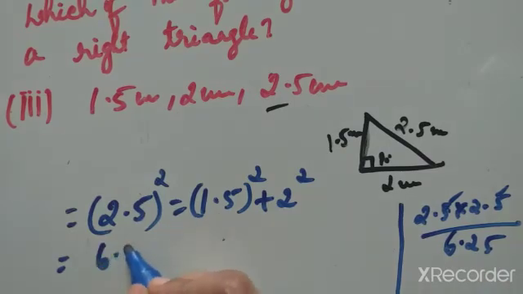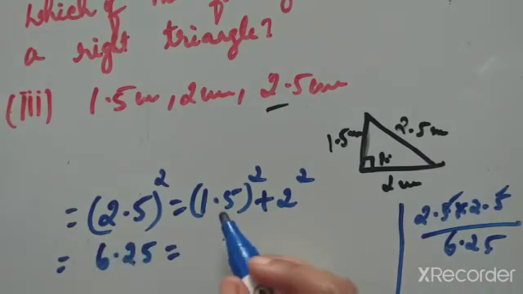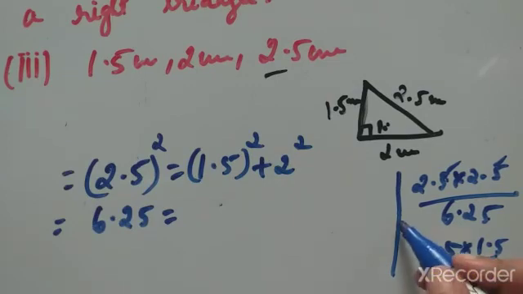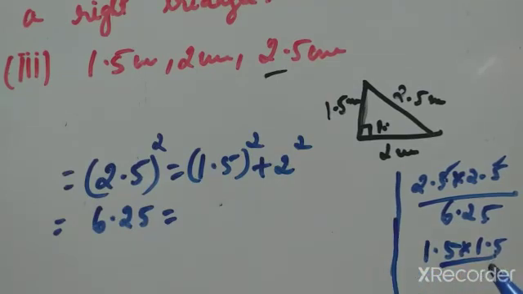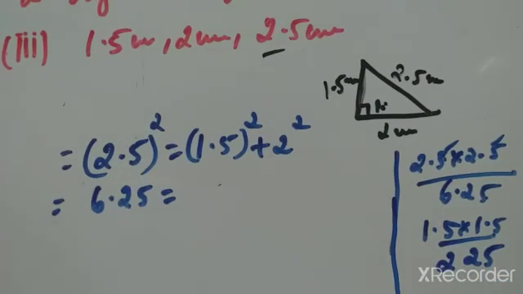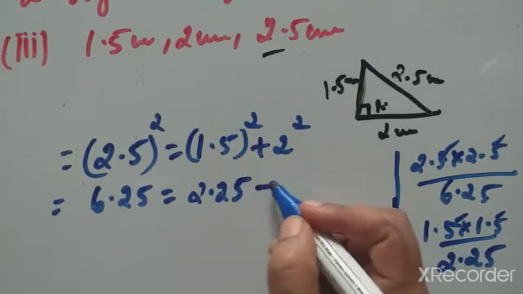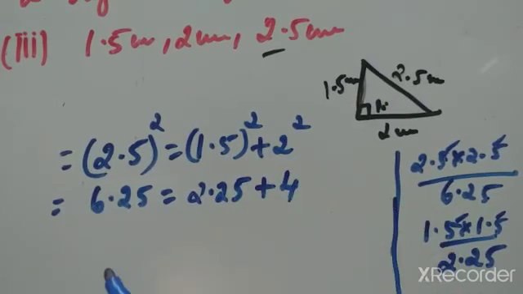So this is 6.25, equals 1.5 into 1.5. 1.5 into 1.5 means multiply without the decimal: 15 into 15 is 225. Now 1 plus 1 is 2, after 2 digits we have to put the point from the right side. So the answer is 2.25, plus 2 square, which means 2 twos are 4.